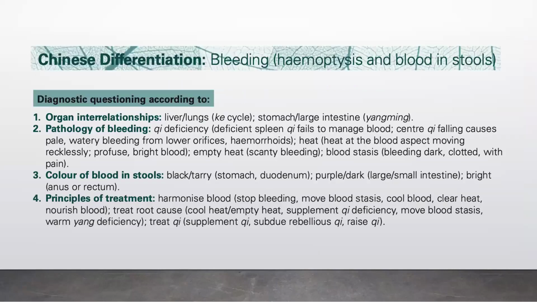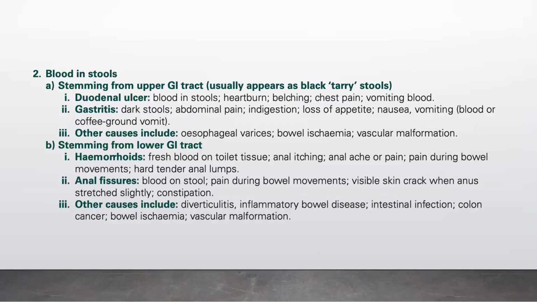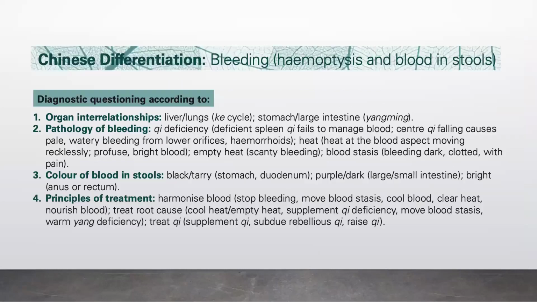If blood in the stool stems from the lower GI tract, it can be due to hemorrhoids, where there is fresh blood on toilet tissue, anal itching, anal ache or pain, pain during bowel movements, hard, tender anal lumps. It can also be due to anal fissures, where there is blood on stool, pain during bowel movements, a visible skin crack when the anus is stretched slightly, and constipation. Other causes include diverticulitis, inflammatory bowel disease, intestinal infection, colon cancer, bowel ischemia, and vascular malformation.